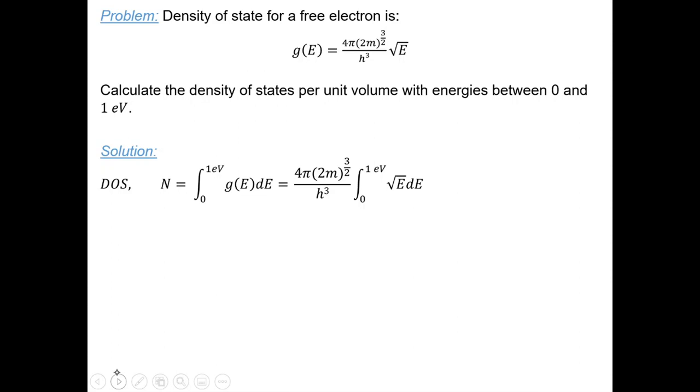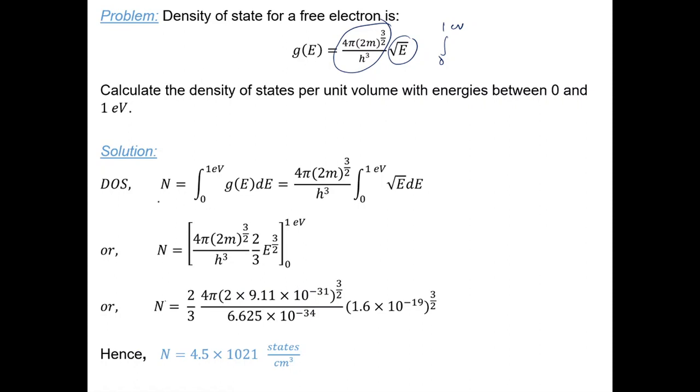Okay, so before I close, let's look into some numerical problems. The first problem: let's say the density of states for a free electron is given. This is the relation that we have seen earlier. Calculate the density of states per unit volume with energies between 0 and 1 electron volt. This is a constant that I already told you, and the range is given as 0 to 1 electron volt. What do we do? We integrate from 0 to 1 electron volt, right? So we put this integral here and integrate from 0 to 1 electron volt.